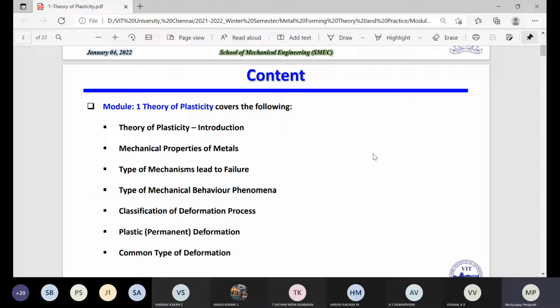And then you have to understand the mechanism, what kind of mechanism leads to failure. Before failure, we have to go through plastic deformation. And then we have to understand the mechanical behavior phenomena. Then the classification of deformation processes, which we have almost covered in two ways. One is according to the forces or loads we are applying. Here I will show a little with some schematic diagrams. And then we'll understand plastic deformation, a small mechanism, and also the common types of deformation, the general types of deformation that we follow.